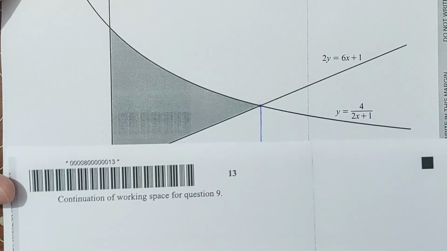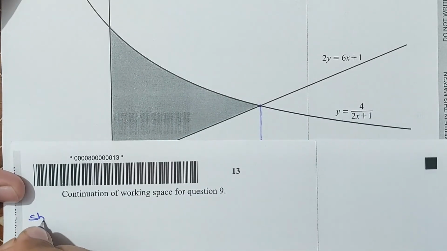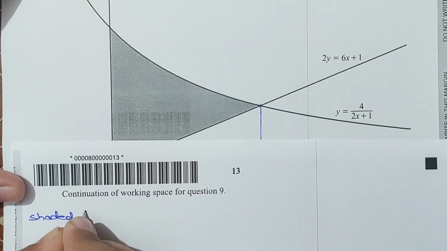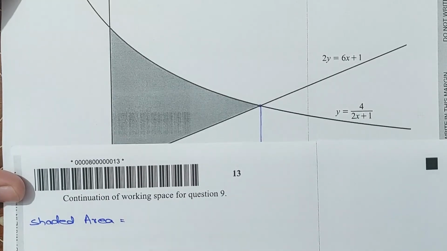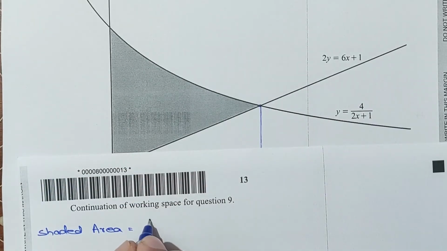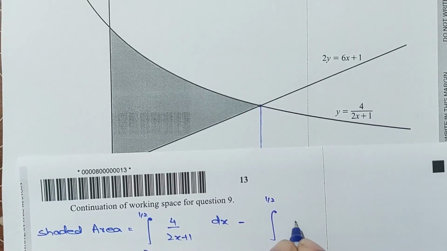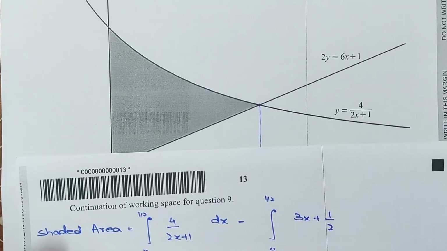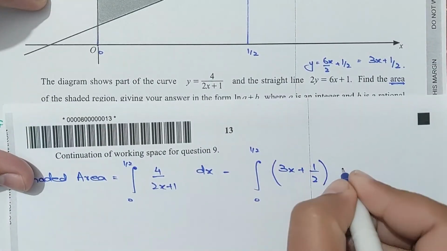Let me write this down. We can say shaded area is equal to the area under the curve. This is the curve, right? Area under the curve between 0 to 1 by 2 of 4 over 2x plus 1 dx, minus the area under the line between 0 to 1 by 2. The line is 3x plus 1 by 2. This is the line, right, with respect to dx.